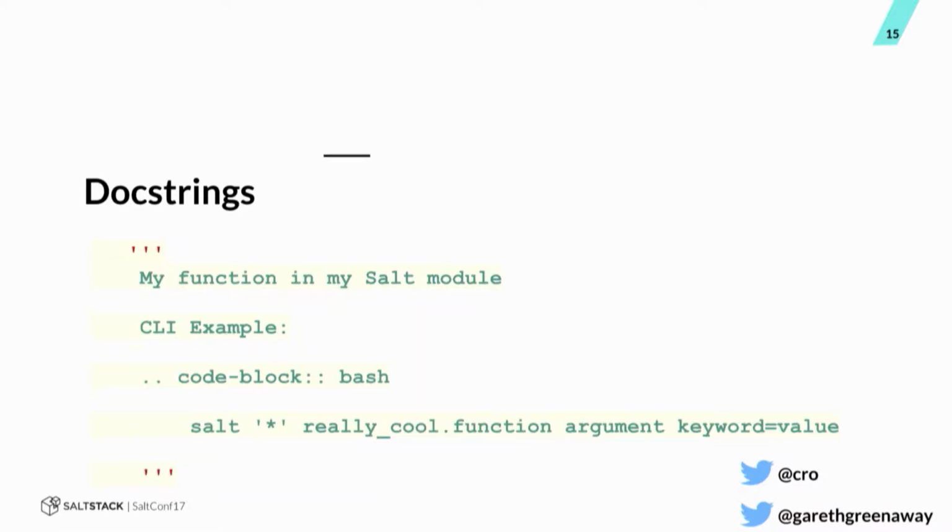And docstrings. All of your modules should have docstrings, including the functions. That way, if someone needs to go back and look later at what your function or your module does, they can easily use it through sys.doc, or if you end up contributing it to the open source project, it's available in our documentation.